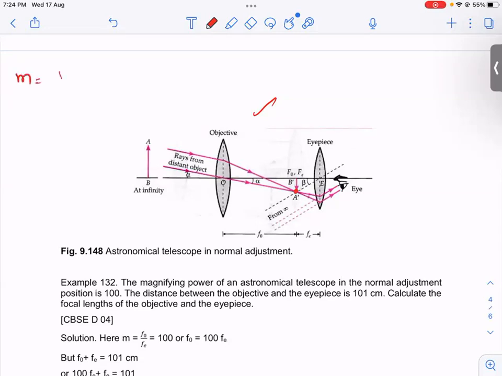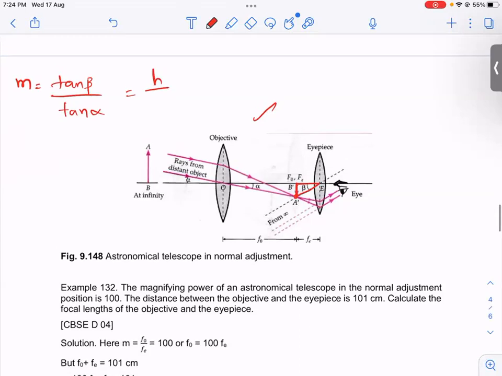If you observe magnification, again it is tan beta by tan alpha. For beta, I will take this triangle. So tan beta will be equal to h divided by fe, and tan alpha will be equal to h divided by f naught. H and h will get cancelled. You will have f naught divided by fe, but you will have again a negative sign because the final image formed is inverted.